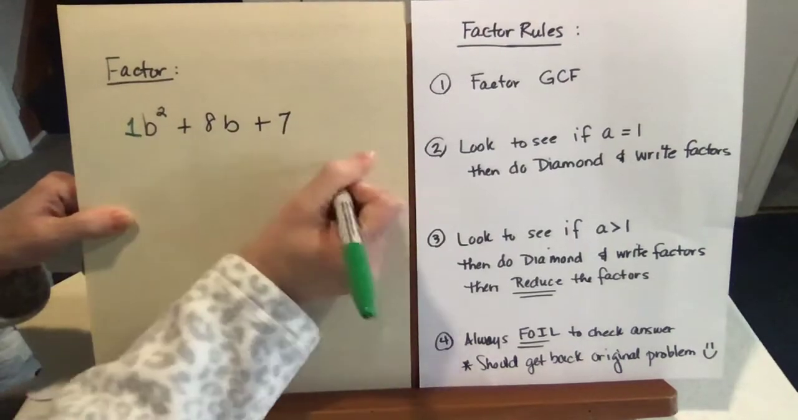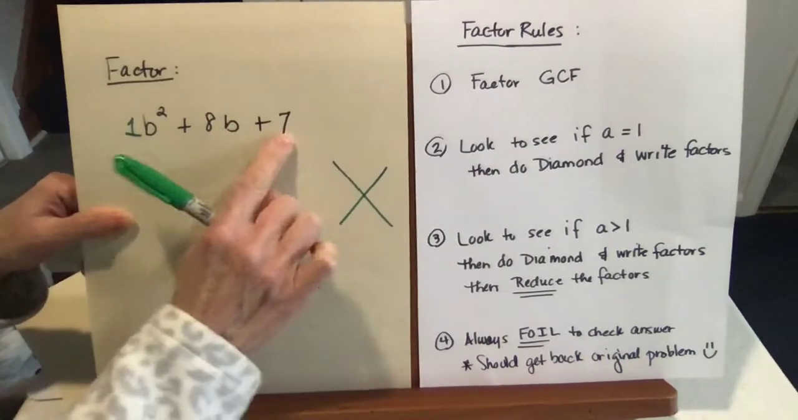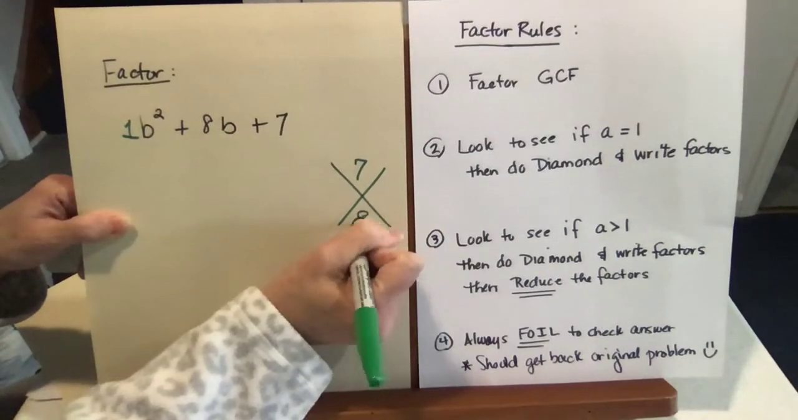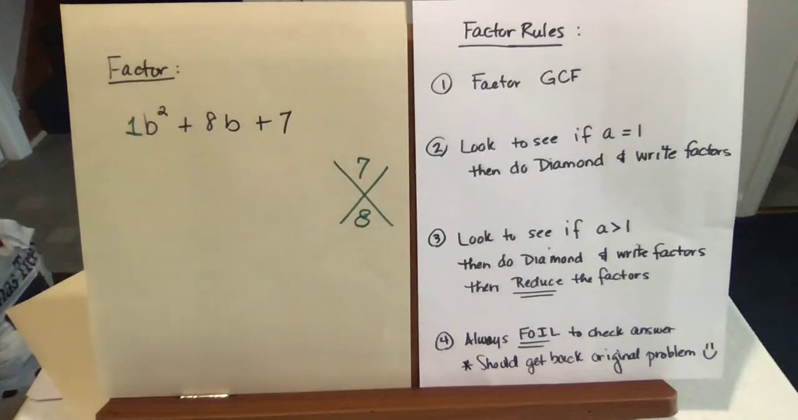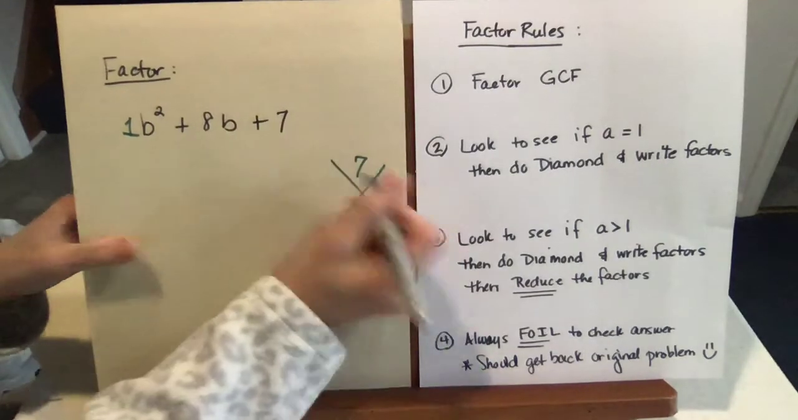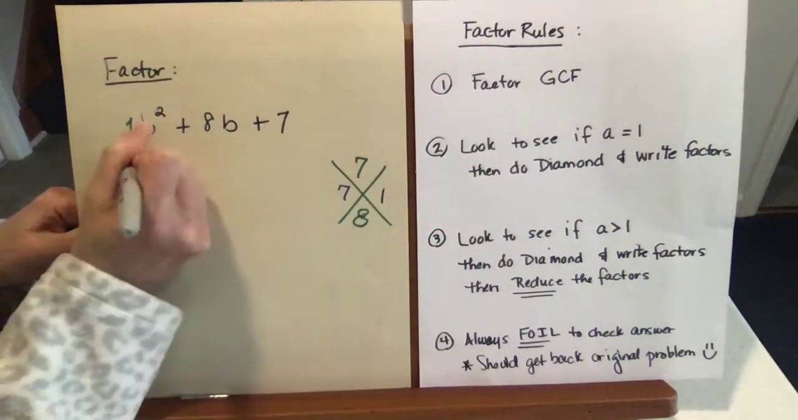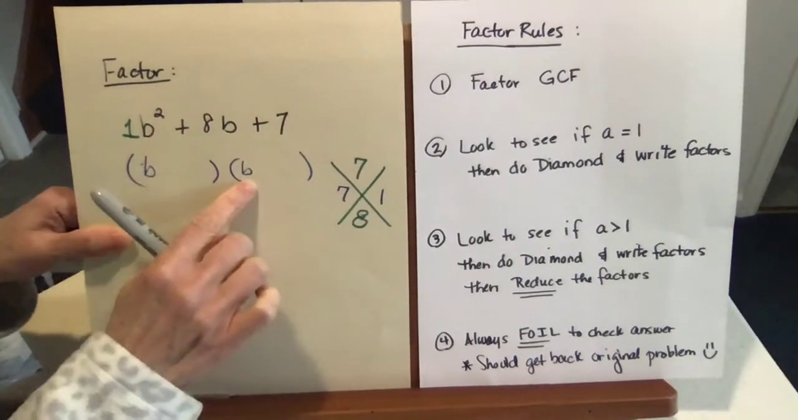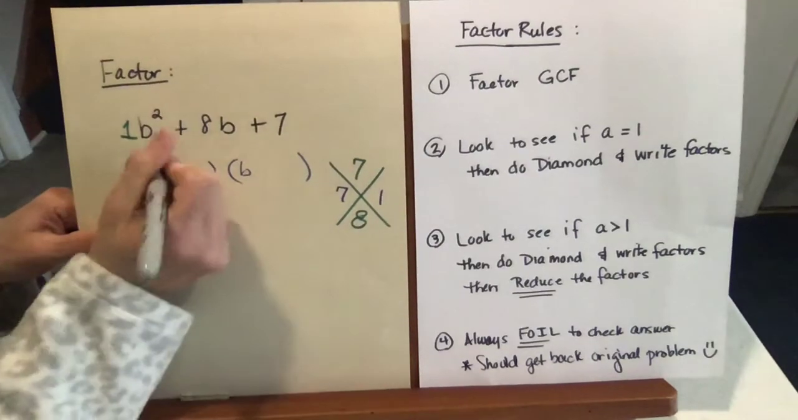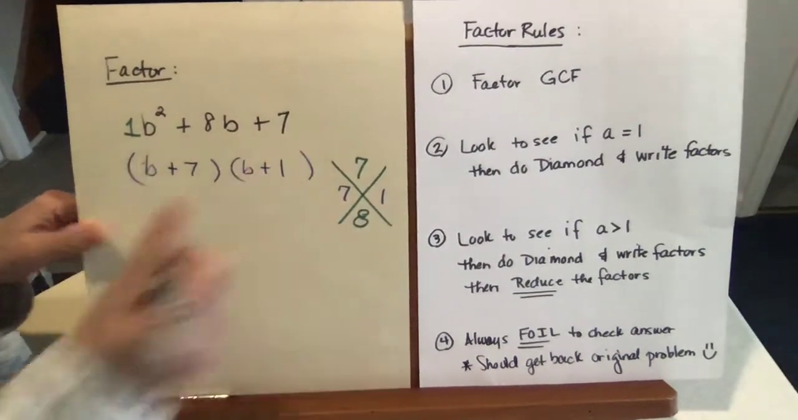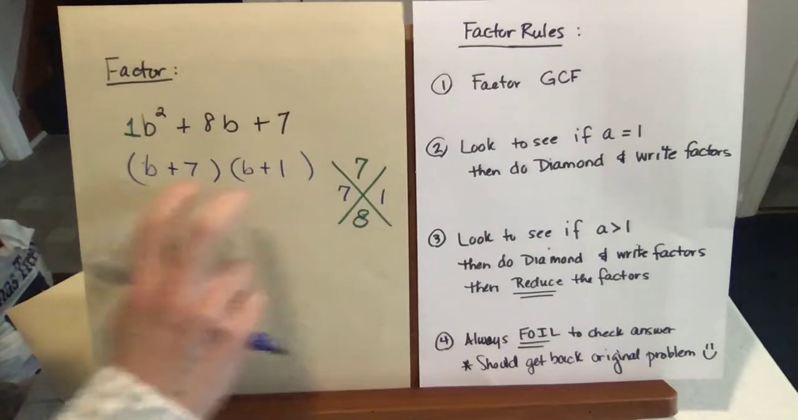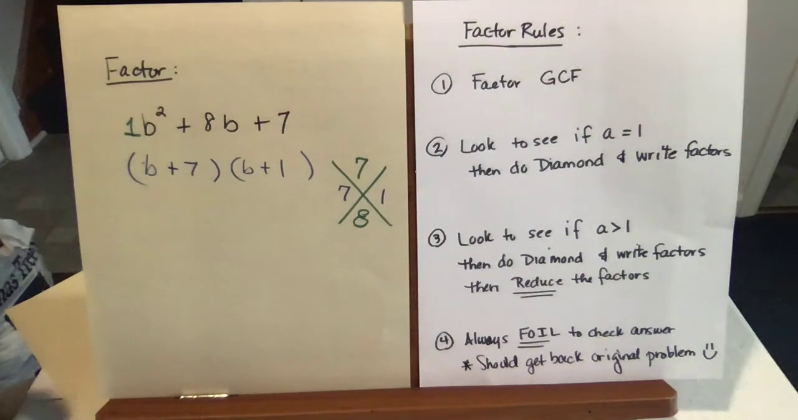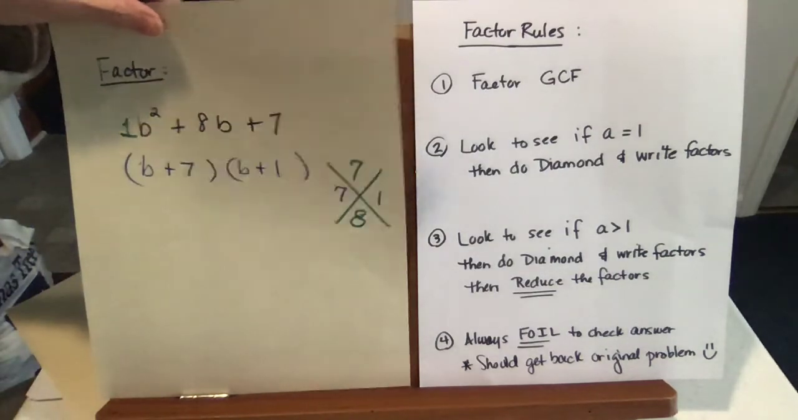So we're going to take our diamond off to the side. First term, last term get multiplied, that's 7. And our middle term is 8. And then we're going to finish our diamond, and our diamond is going to be factors of 7 that can add to 8, so 7 and 1. We're going to open our parentheses, b and b, 7 and 1, they're both positive, so plus 7 plus 1. And it doesn't matter if you put b plus 1 first and then b plus 7. That's okay. You can do that. All right, so that's completely factored.